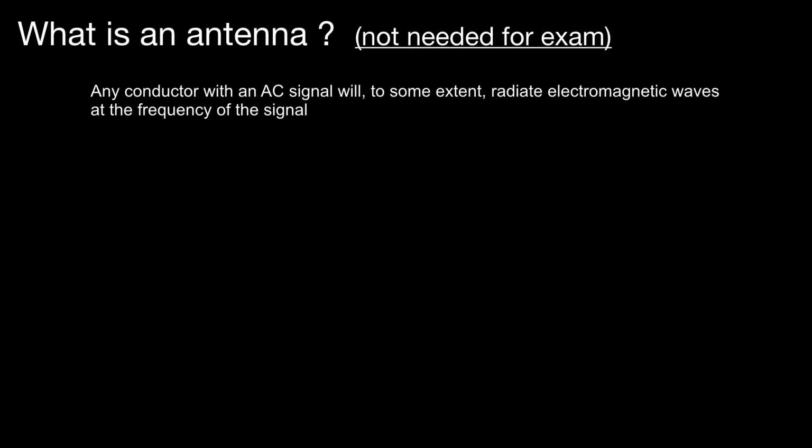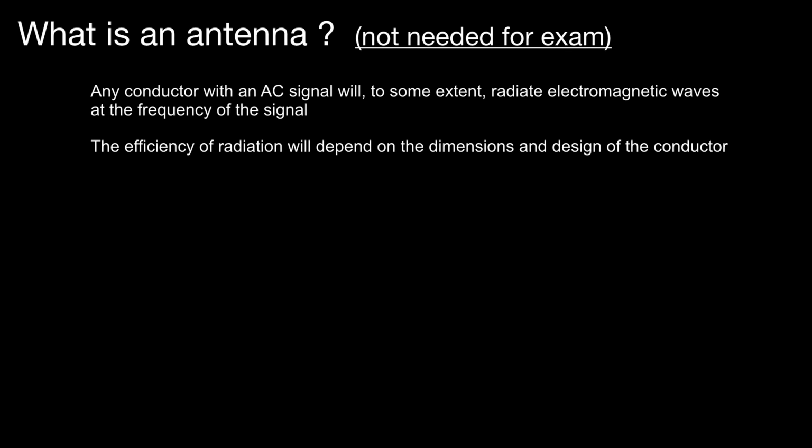Okay, so what is an antenna? Now we don't need this for the exam. Again, this is a bit of background. We can say that it's any conductor with an AC signal will to some extent radiate electromagnetic waves at the frequency of the signal. Of course, if the conductor is of trivial length, that hardly applies, but as the conductor gets longer and longer and longer, it will to some extent radiate electromagnetic waves. And the efficiency of the radiation will depend on the dimensions and design of the conductor.